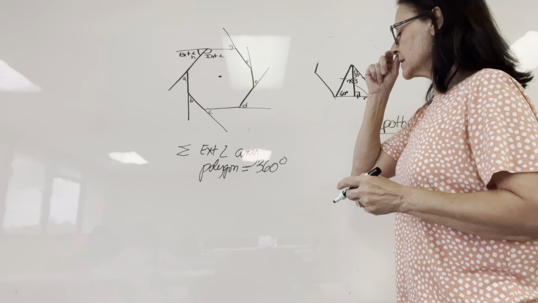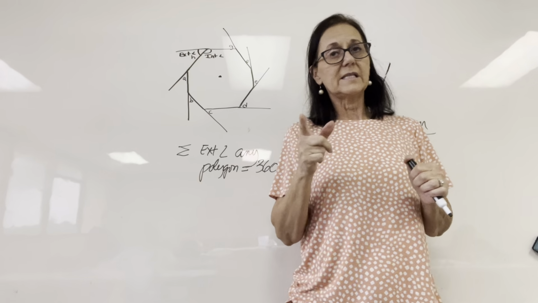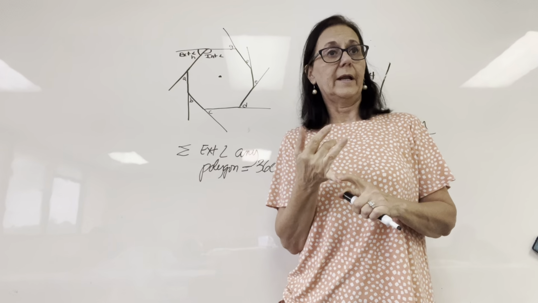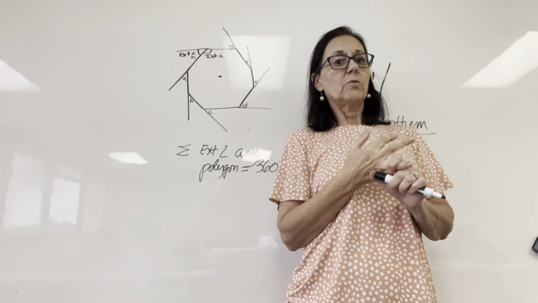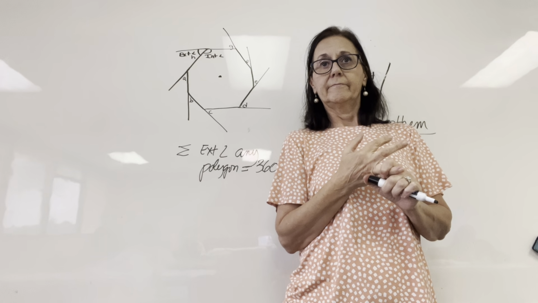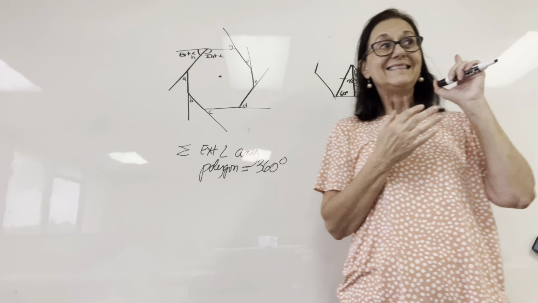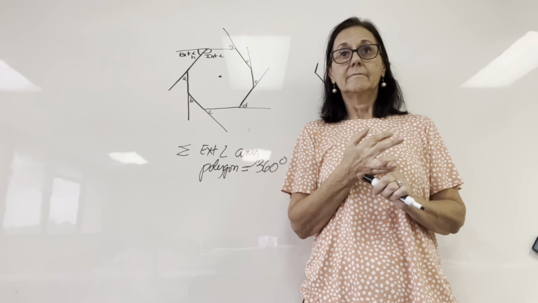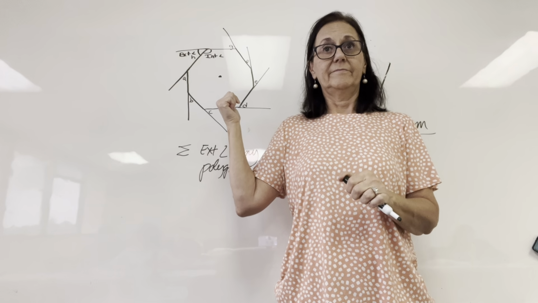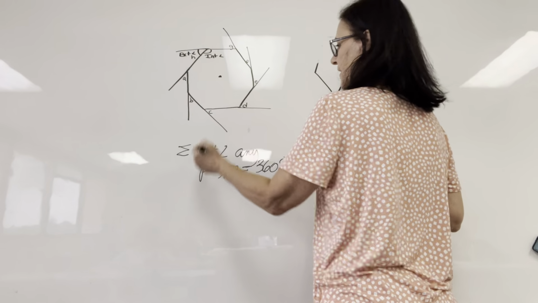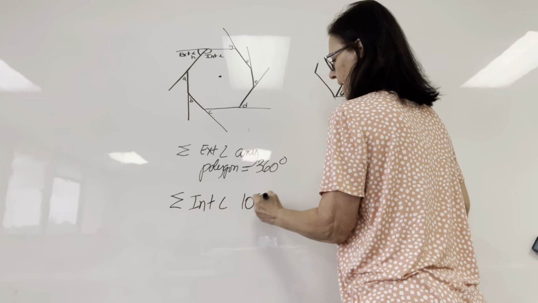Okay, so this is an octagon. What would be the sum of the angles of an octagon? Okay, we said a hexagon was 720, right? So a heptagon was 720 and 180. 720 and 180. 900, right? So this one, an octagon, would be 1080, right? All right, so the sum of the interior angles is 1080.